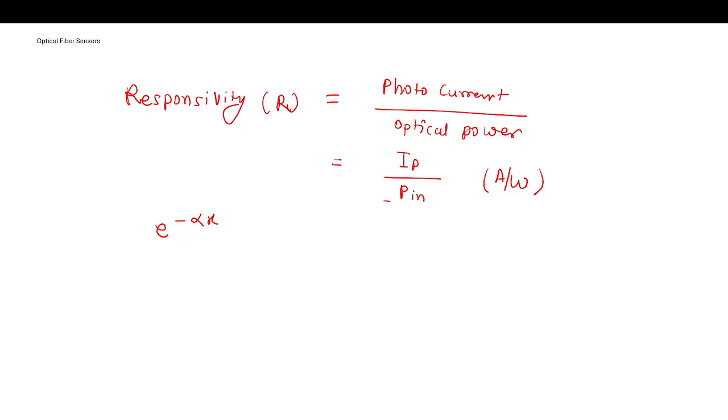Okay, just a second. So we'll go for the exponential things also. So first the photocurrent and P input, optical power, that is the responsivity. And then we need to discuss the photocurrent, how and where it will be correlated. So photocurrent depends on the P input divided by photon energy.